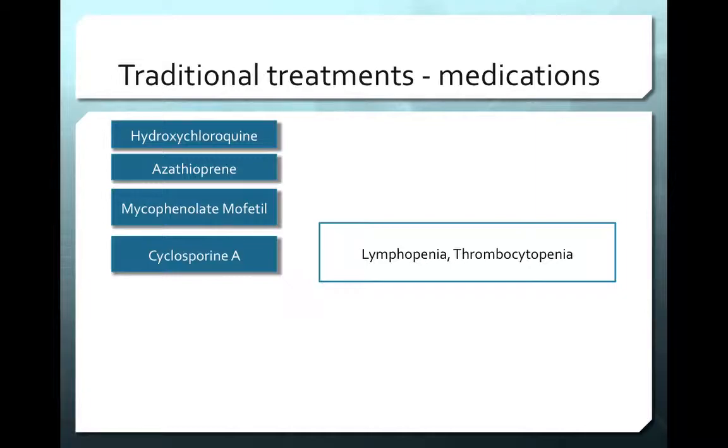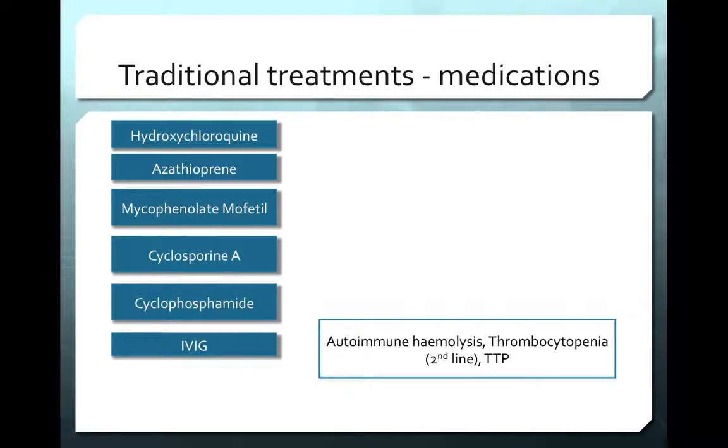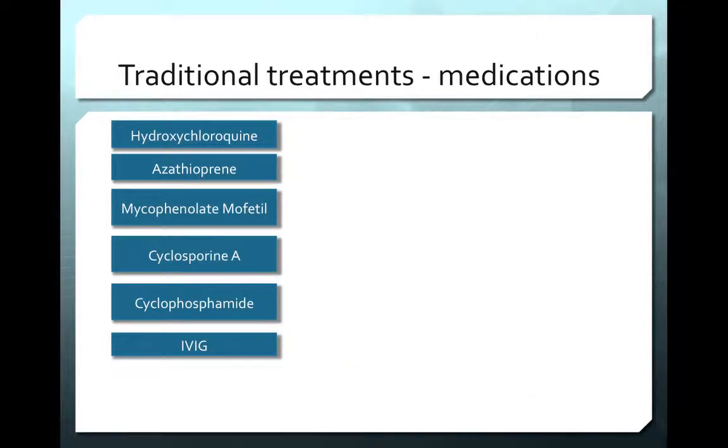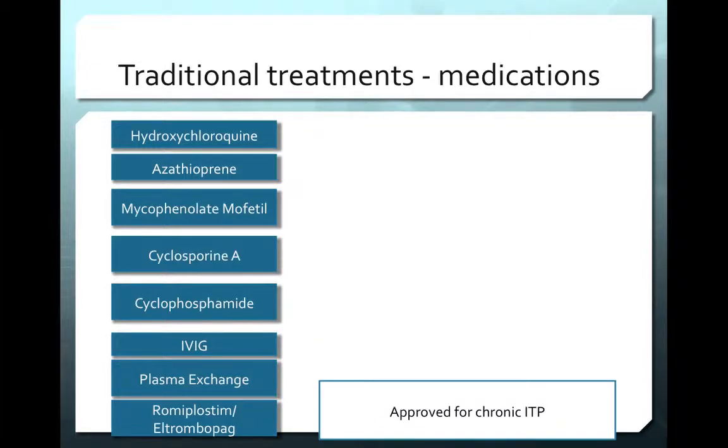Cyclosporin A is quite good for lymphopenia and thrombocytopenia, and cyclophosphamide is used for thrombocytopenia, aplastic anemia, and TTP. IVIG is quite good for autoimmune hemolysis. For thrombocytopenia it's a second-line agent, and it's used in TTP. Plasma exchange is really used for very extreme manifestations of lupus such as TTP, catastrophic APS, pure red cell aplasia, and hemophagocytic syndrome. And finally, romiplostim and eltrombopag, the TPO agonists, are approved for chronic ITP but haven't been specifically tried in lupus.